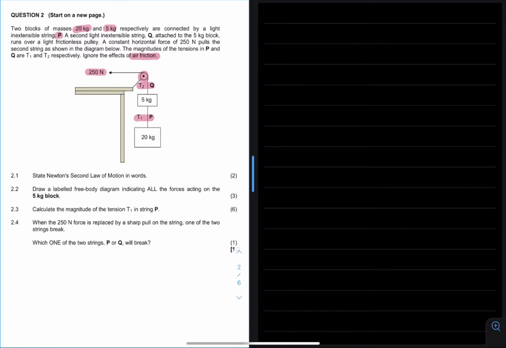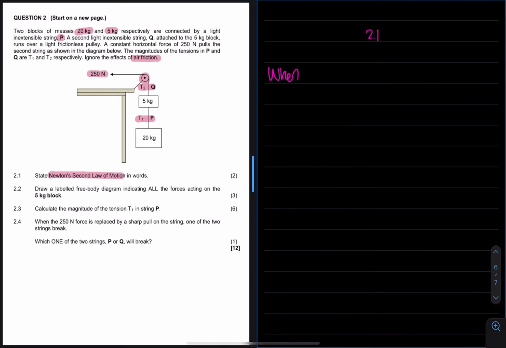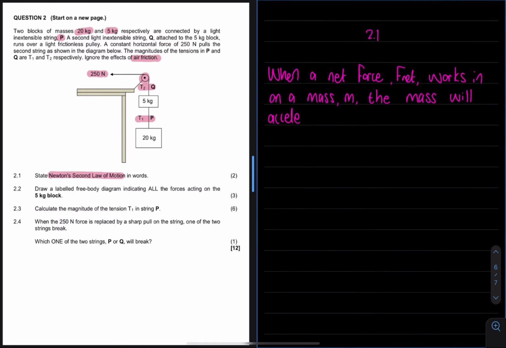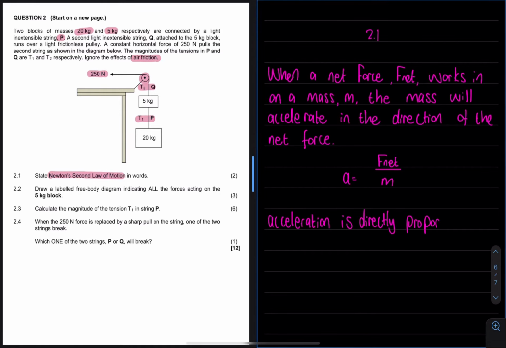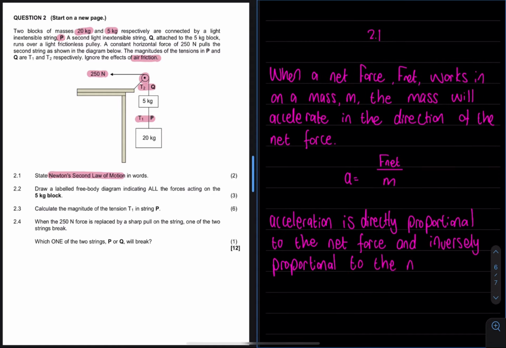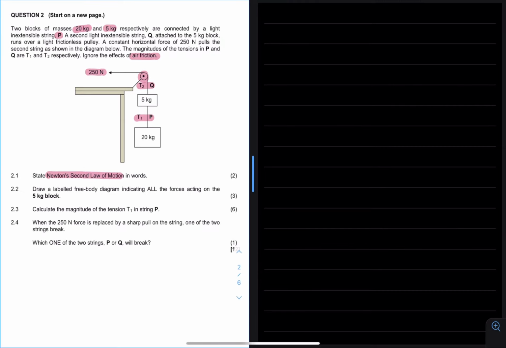2.1 then asks us to state Newton's second law of motion in words. 2.2 asks to draw a labeled free body diagram of all the forces acting on the 5 kg block for a total of 3 marks.